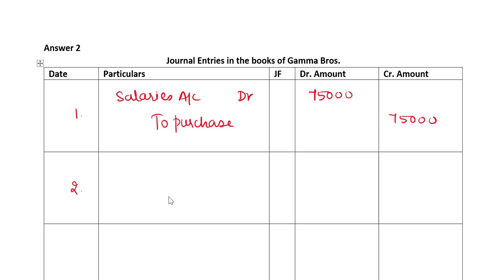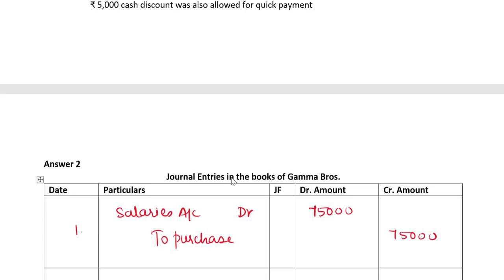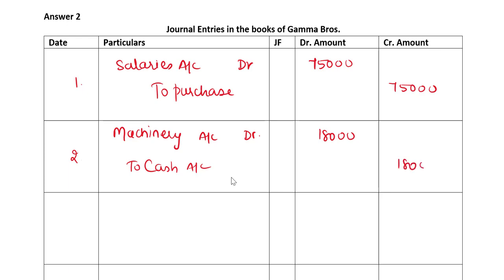The second one, wages paid for erection of machinery 18,000. Quite simple. Wages paid for what? For machinery. So don't make any error of principle over here. The wages are used for machinery, so machinery account will be debited. The amount is 18,000 and you had paid what? Cash. So cash account will be credited.